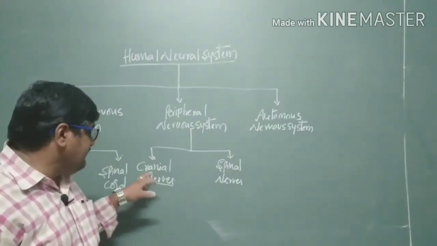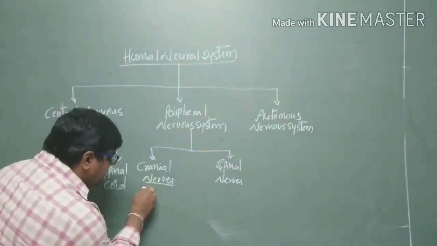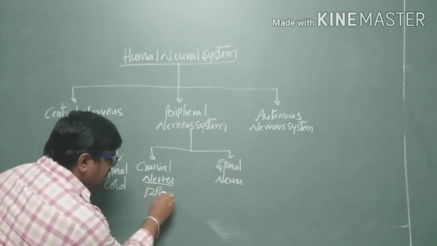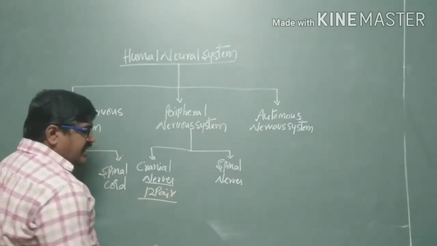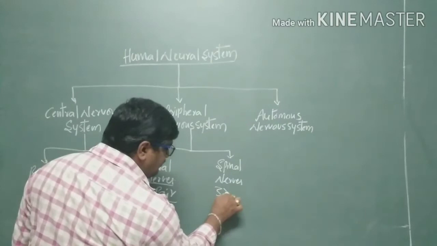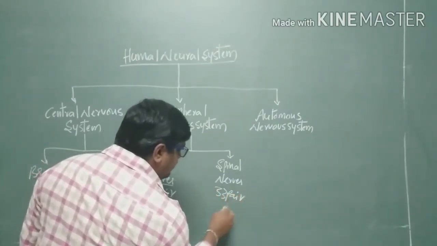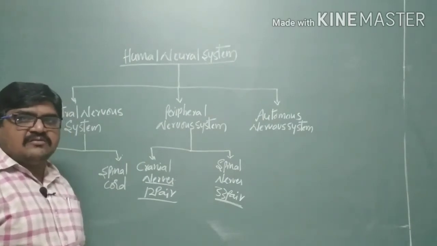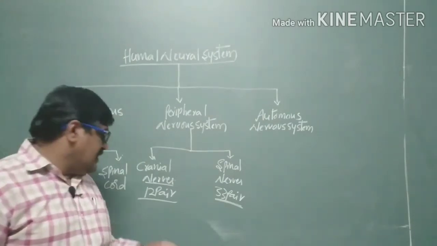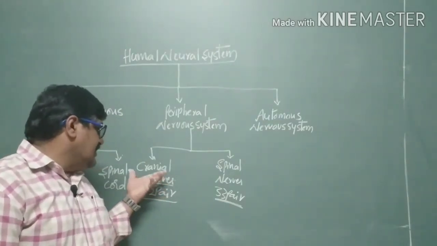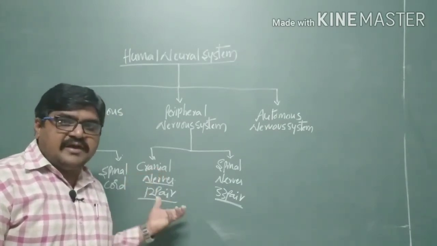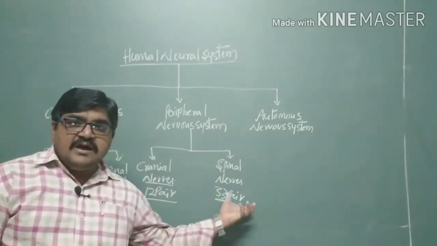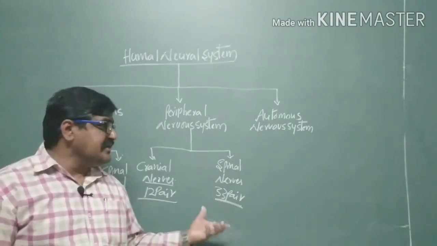So here we have cranial nerves. Here 12 pairs of cranial nerves are present, and here 33 pairs of spinal nerves are present. So our body consists of 12 pairs of cranial nerves and 33 pairs of spinal nerves.